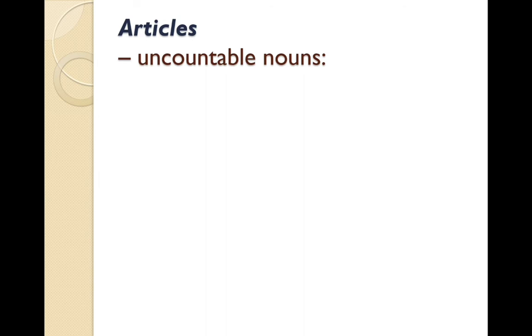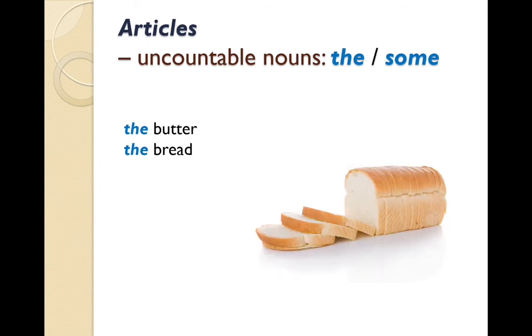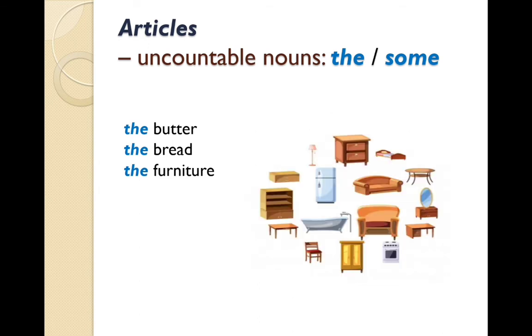Now with uncountable nouns, you would use the, or quite often we would just say some. The butter, so you can't say a butter. The bread, if you want to refer to one piece, you would have to say a slice of bread. The furniture, most of the individual parts are countable, so you would use a. The sofa, the chair, the table, but referring to furniture in general, it is uncountable and we say the.